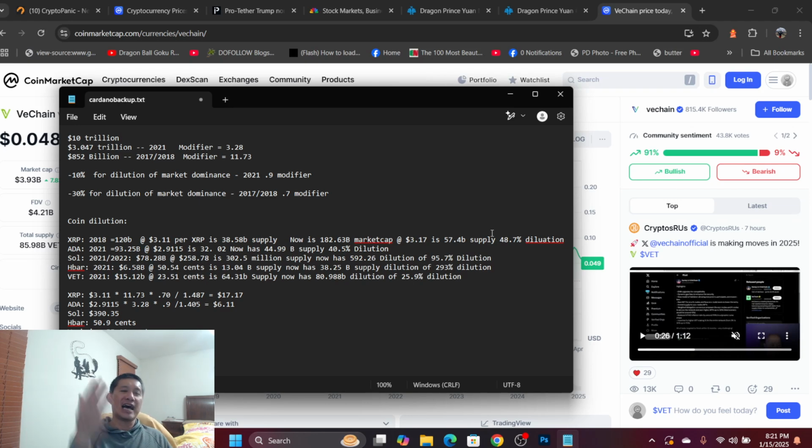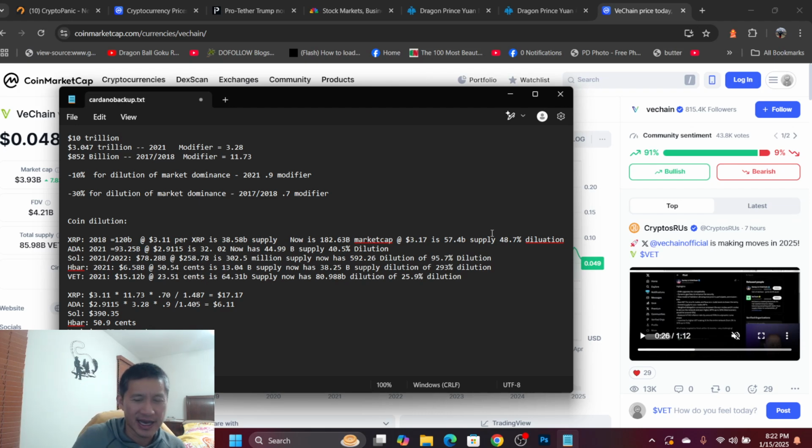Now, of course, after that, you also have another factor for coin dilution: the supply now versus the supply when I last took the value. So let's put that all into a formula and see what we get. We have XRP, ADA, Solana, HBAR, VET. Those are the coins that we are going to calculate.